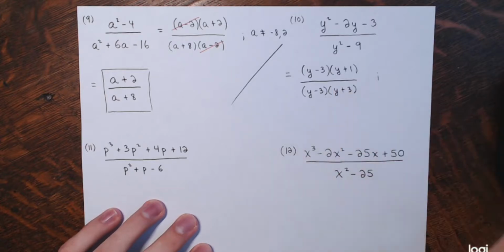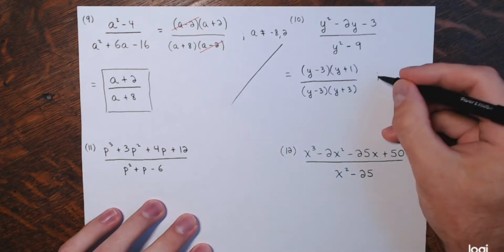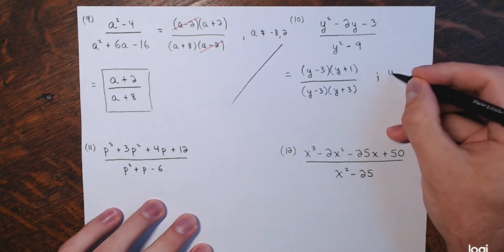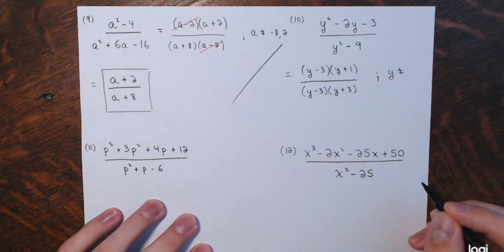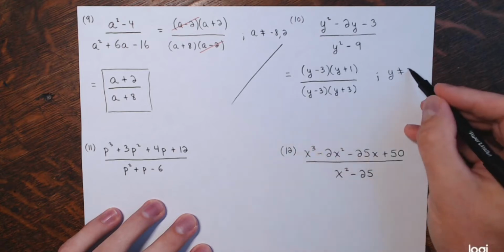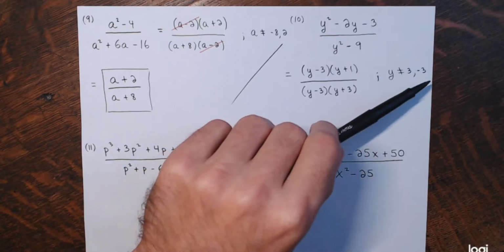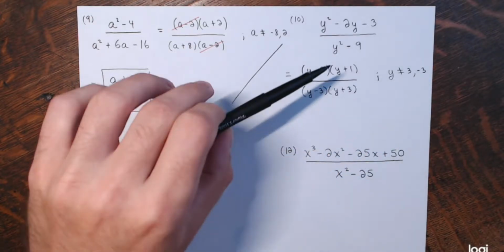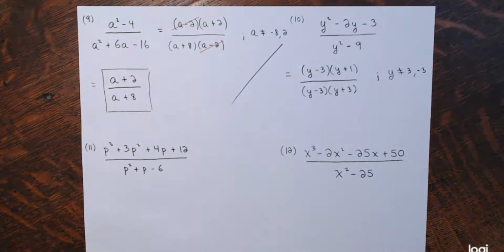And just as I've been doing in every example, before I cancel common factors, I state off to the side the values that the variables can't be, the values that will make me divide by 0, which is undefined and can't happen. I notice that y can't be 3 or -3. So I'll write that off to the side. I could replace y with any value I wish, except 3 or -3.